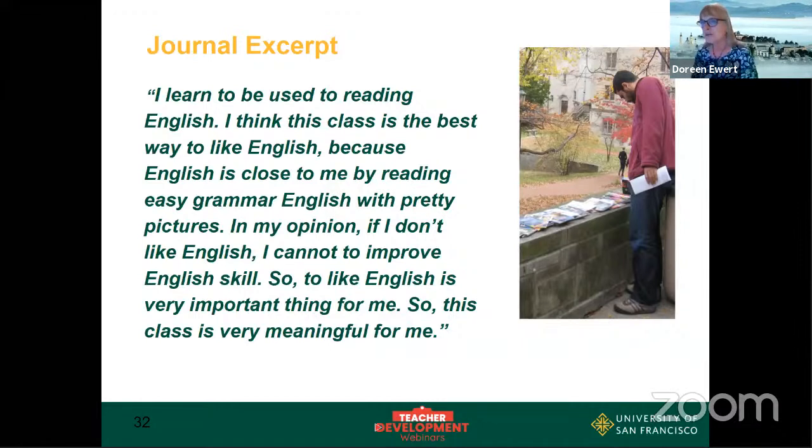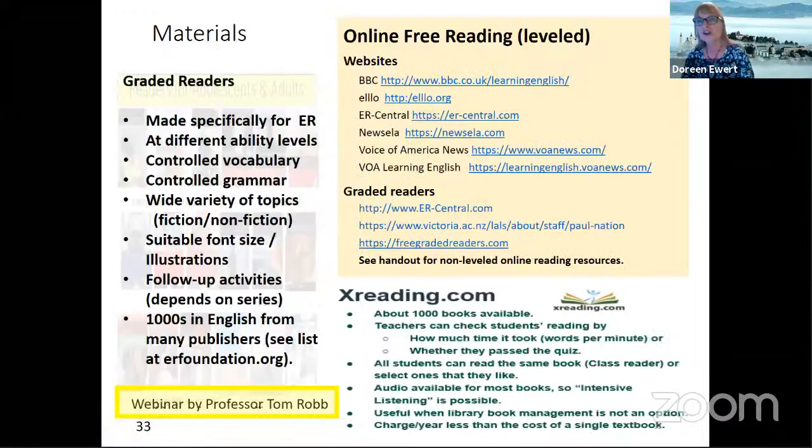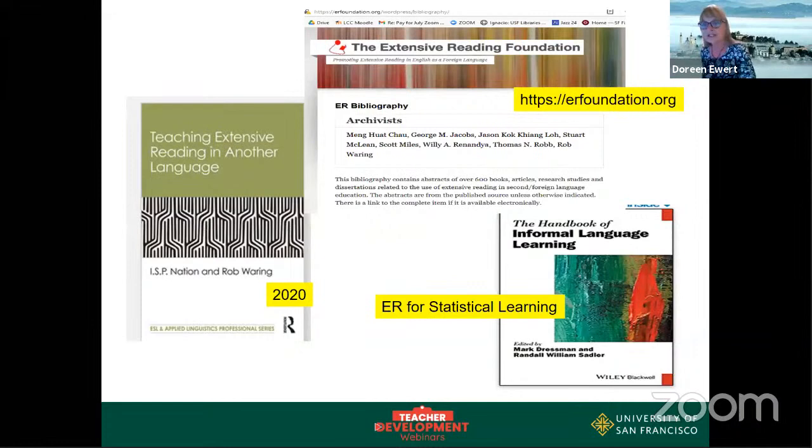So here's just a summary. Again, Tom Robb did a full presentation on a lot of these materials, but if you didn't go to that, definitely go to these websites and you will find a tremendous amount of useful information on free and inexpensive materials. And again, here's the book by Tom Robb. Another one, I have a chapter on ER for implicit learning in this new handbook. And then here's the ER Foundation, which is just the number one stop for everything about extensive reading.